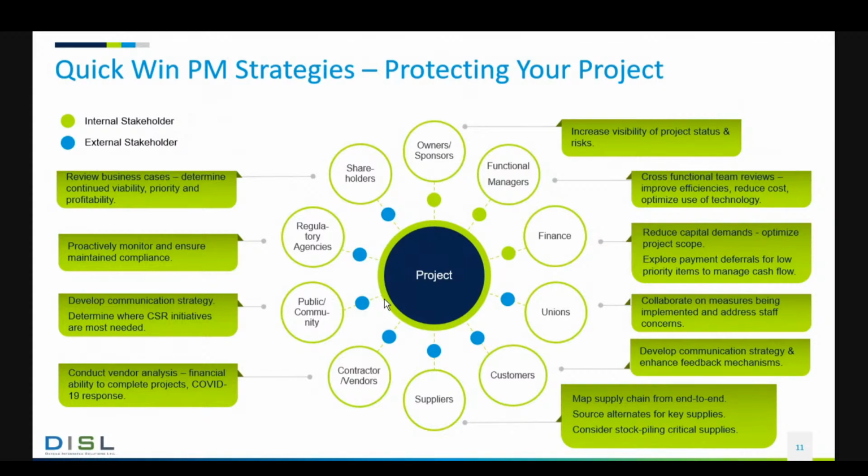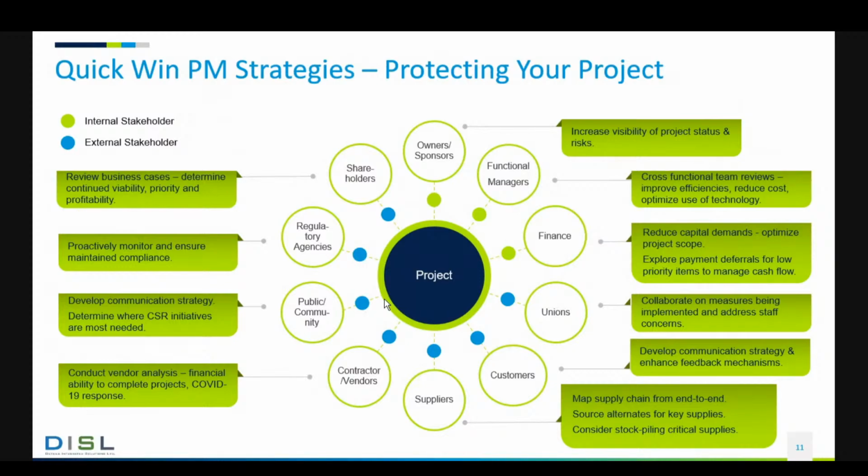With your vendors and contractors, you may want to start to do some analysis. You may want to look at what is their financial viability to continue to complete your projects at this point in time. And then from a risk management perspective, you may want to liaise with them a little bit closer. Try to determine, do they have an adequate COVID-19 response in place in order to continue to make sure that they can provide those services that you need, and to also make sure that they're not introducing additional risks within your organization at this point in time.